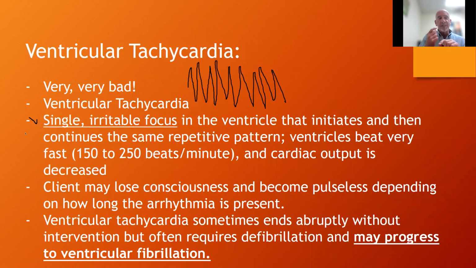Now here what happens is a part of the ventricle itself is irritated. And when it gets irritated, it starts firing off. So that little irritated spot in your ventricle becomes a pacemaker. Only it's not going at 60 or 80 beats per minute. It's going 150 to 200 beats per minute. It's irritated. It's firing off. And what happens is instead of your ventricle pumping blood, your ventricle just quivers.